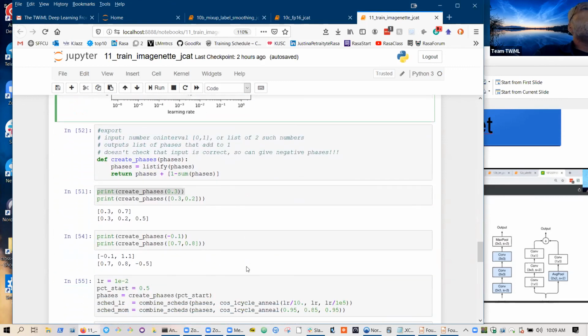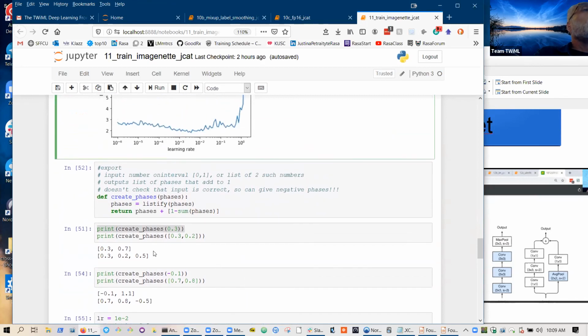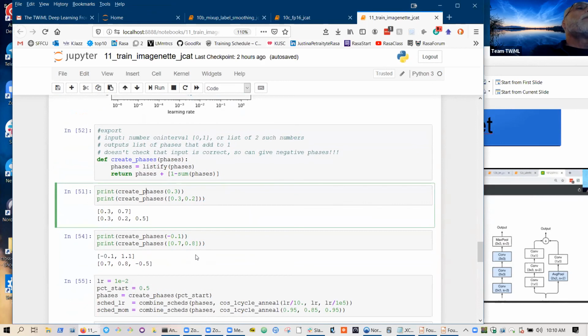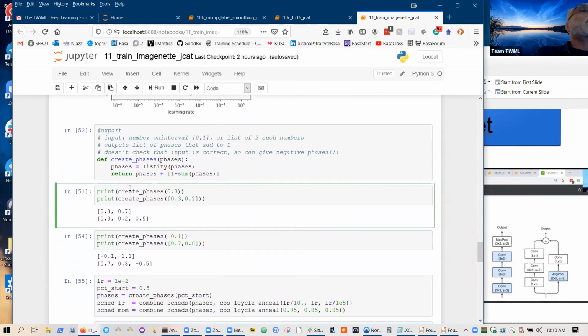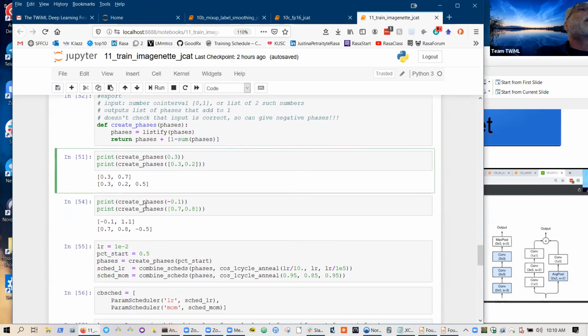Then he adds some scheduling, and he builds this little tiny function called create phases. If you give it an input of 0.3, it will give you the rest of it, a list of 0.3 and 0.7 because they add up to 1. If you give it a list of 0.3 and 0.2, it will correctly figure out that the last entry should be 0.5, and it'll give you that back.